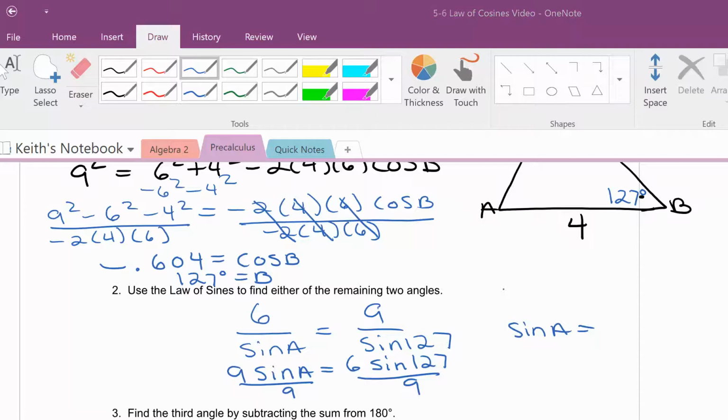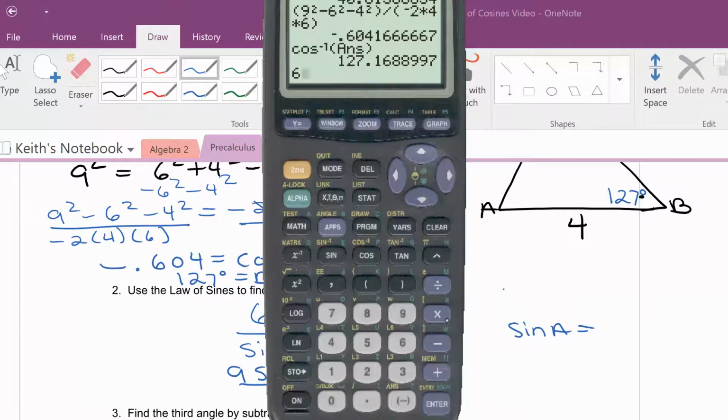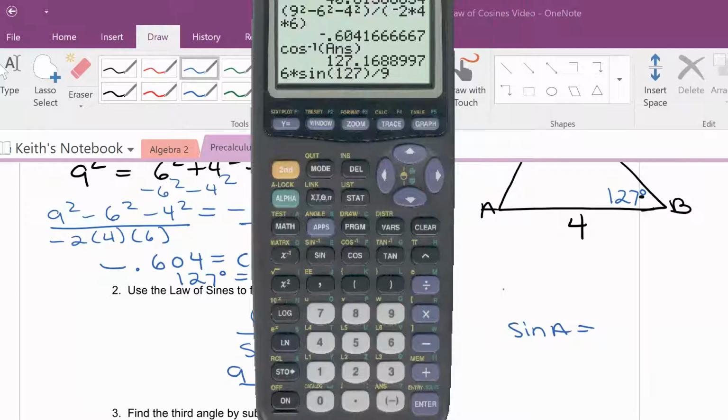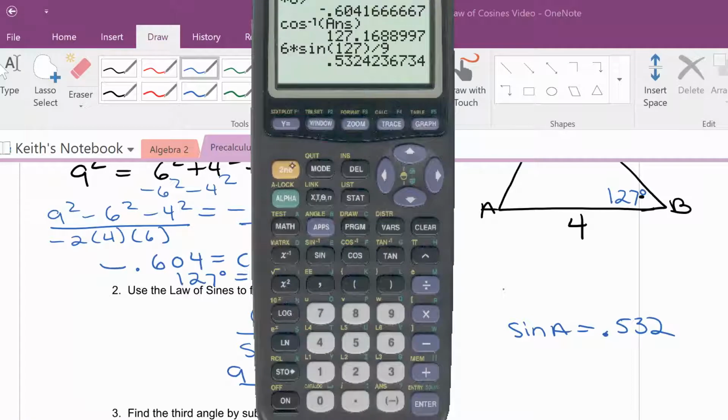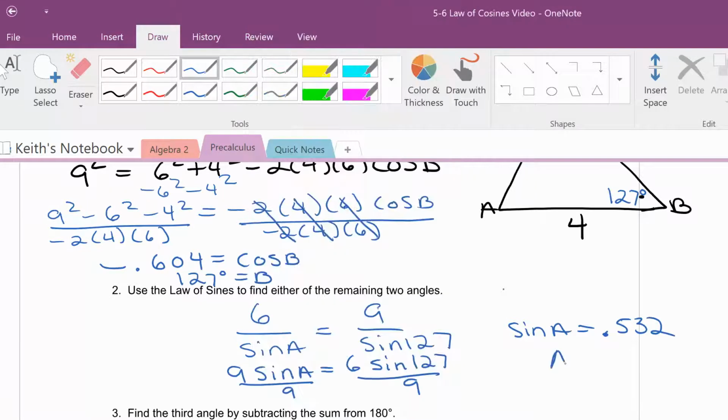So when you cross multiply and divide, you have 6 times sine 127 divided by 9. Equals 0.532. And then you take the inverse. 32 degrees for A.